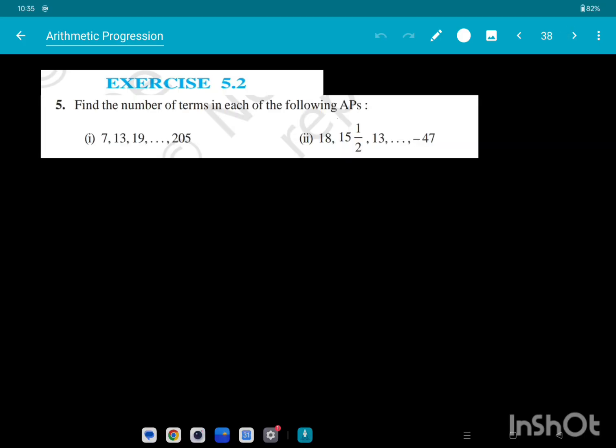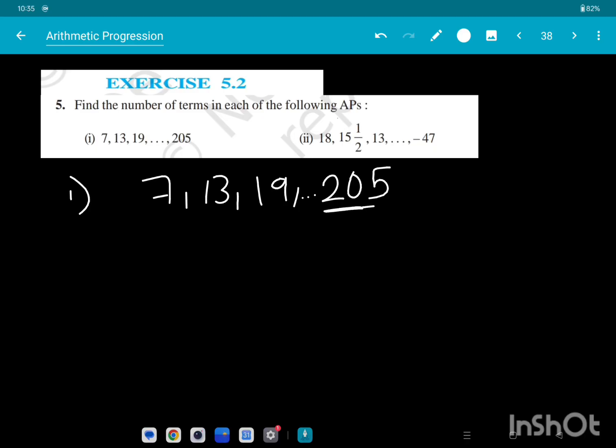What is the next question here? Find the number of terms in each of the following APs. So how many terms are there? Which means we need to find that. So first I will write the AP: 7, 13, 19 and so on up to 205. 205 is the last term, right? So we need to find which term this is. If I equate this 205 to an and find the n value, then that will be the number of terms in this AP.